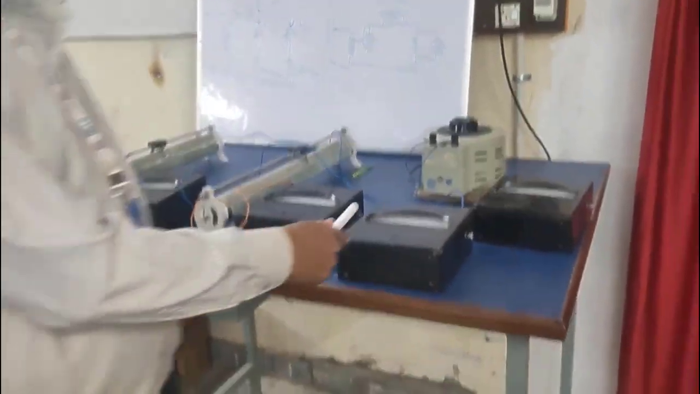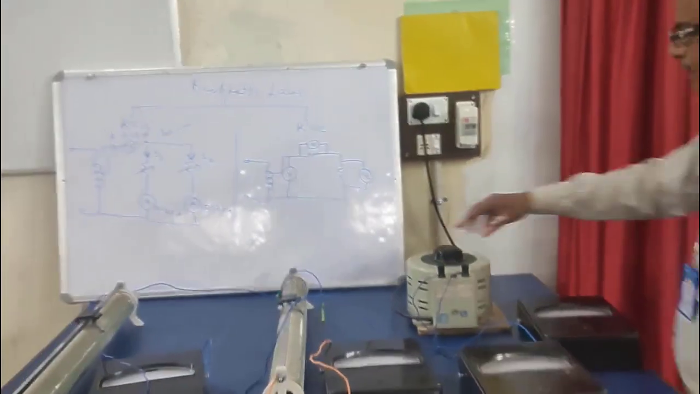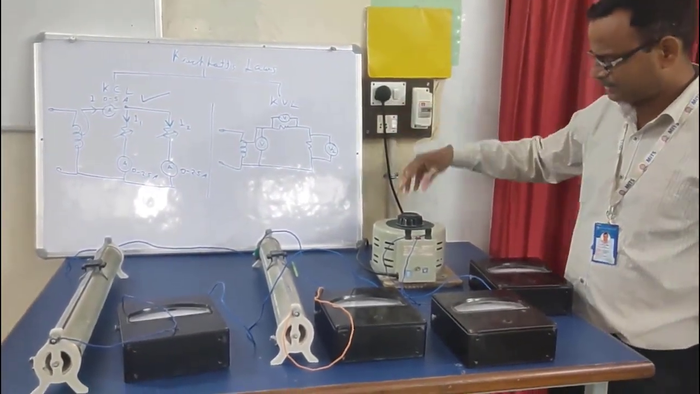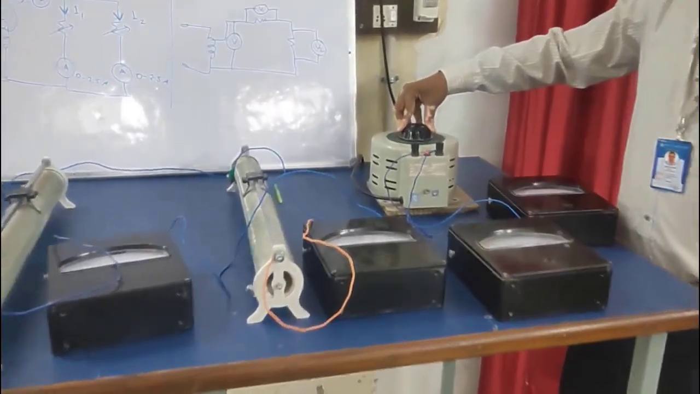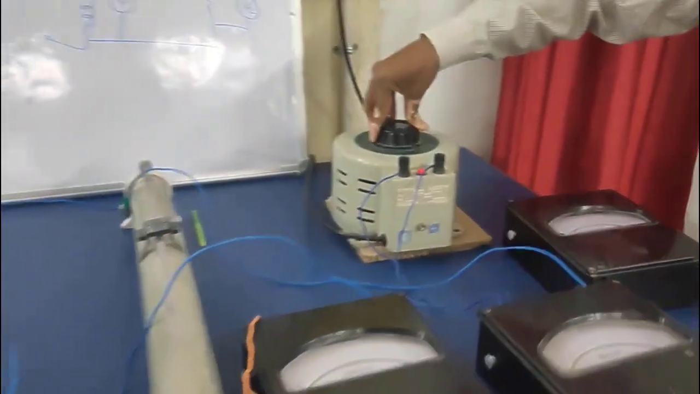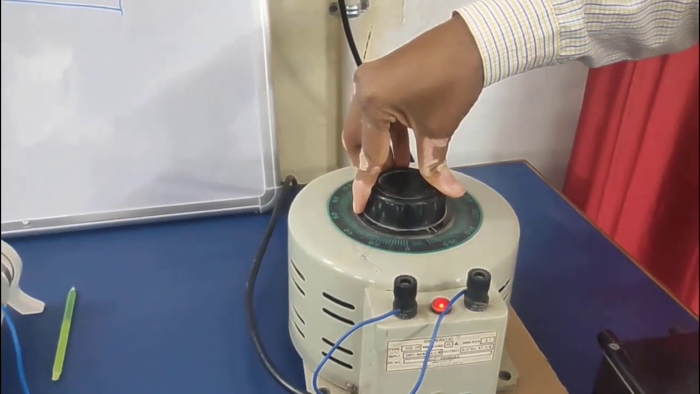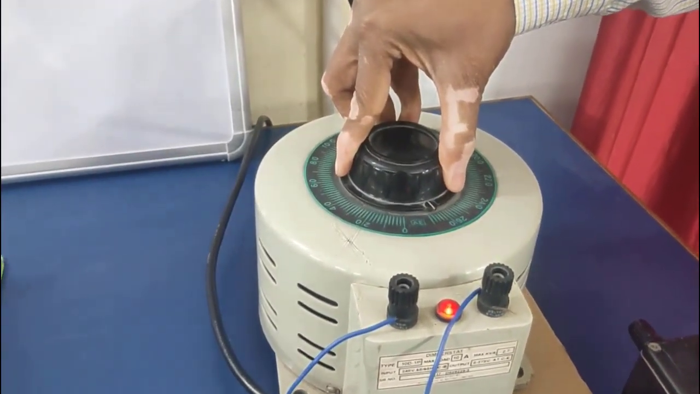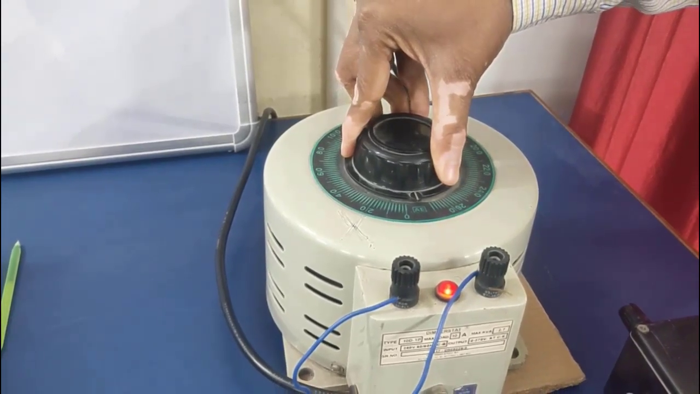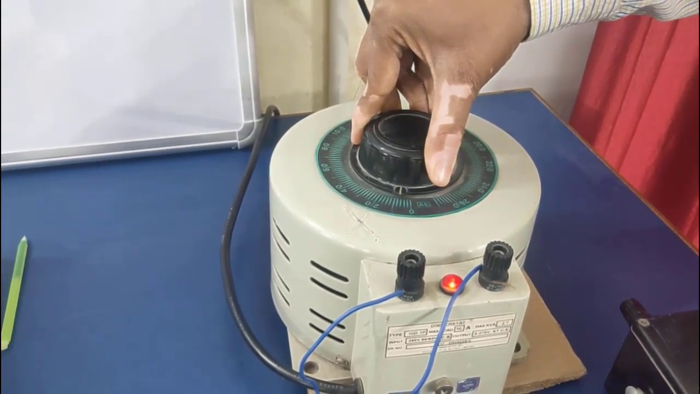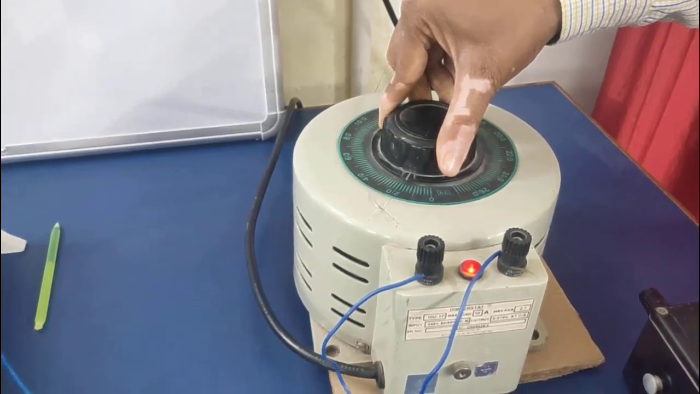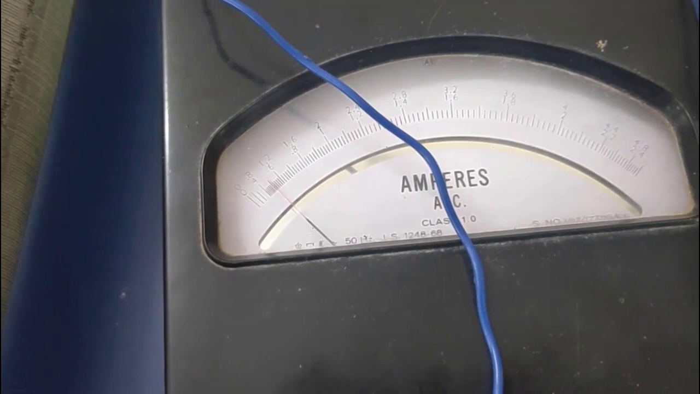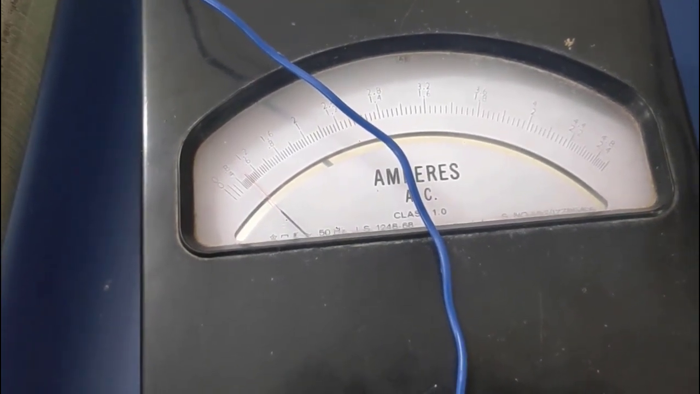Next, we switch on the supply and take 3 different readings. One important thing to keep in mind: when you switch on, the auto transformer should be kept at the 0 position. Then gradually increase the voltage and see the deflections of all the ammeter readings. See that the pointer is moving.